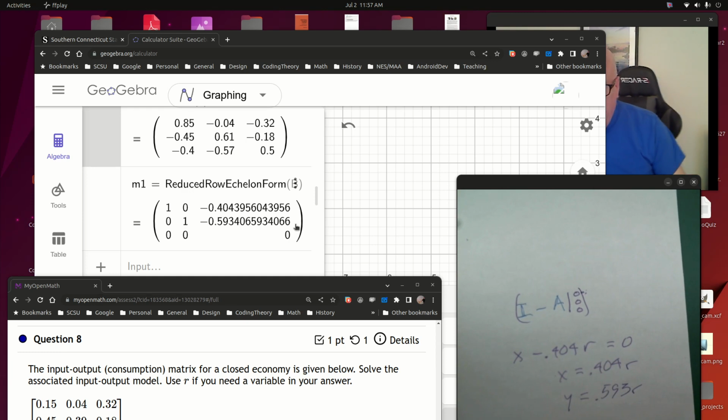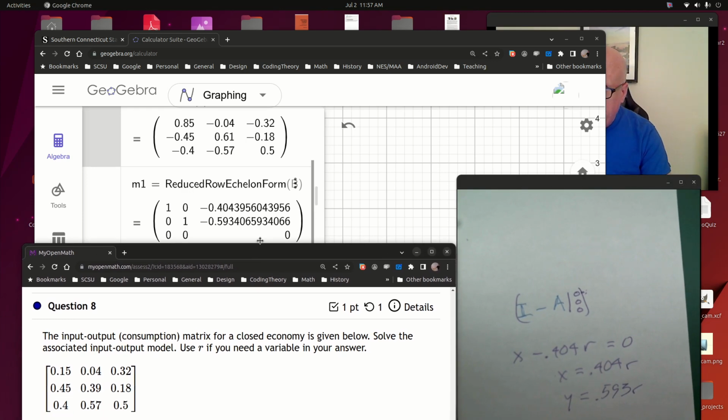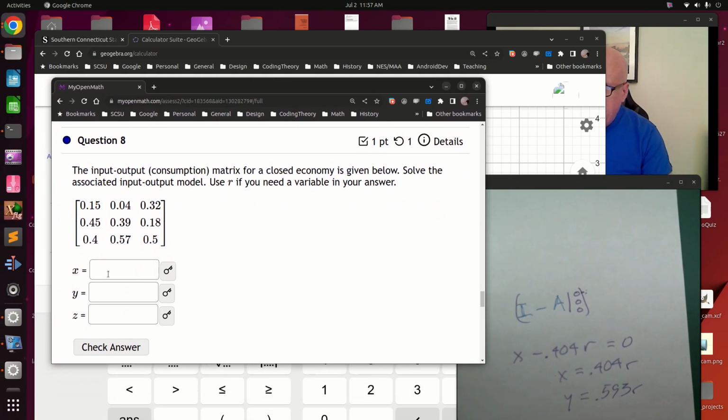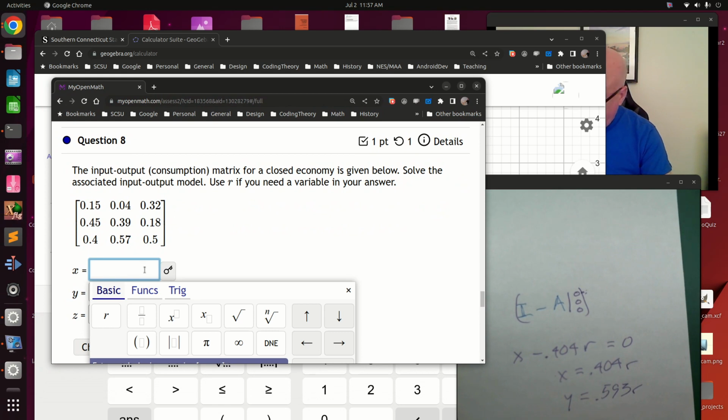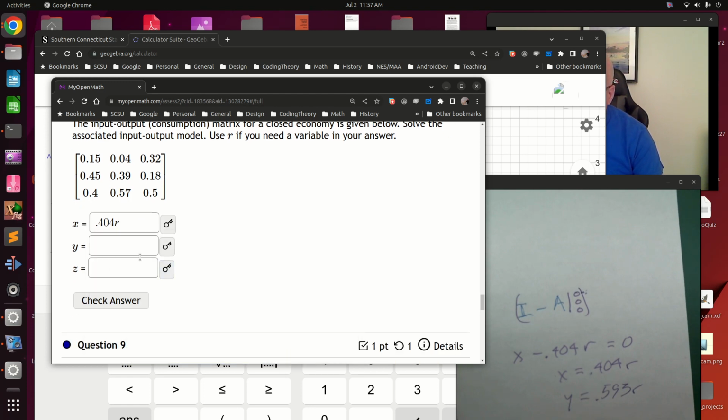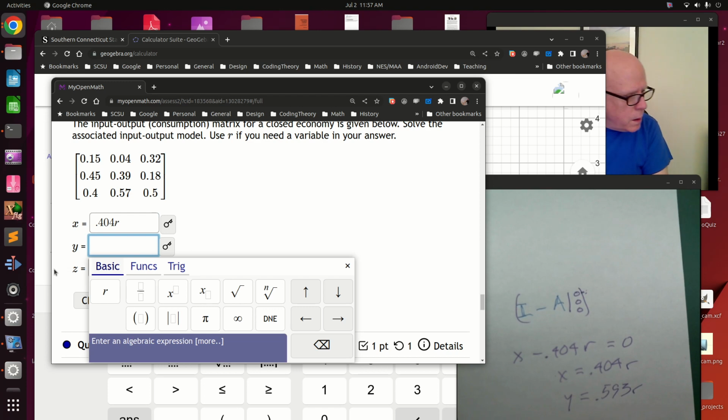Let's actually see if I did it right. Yeah, so what did I say? X was 0.404 times r. Notice they give us a button to push for r. Y is 0.593 times r. And then, well, z is just r.